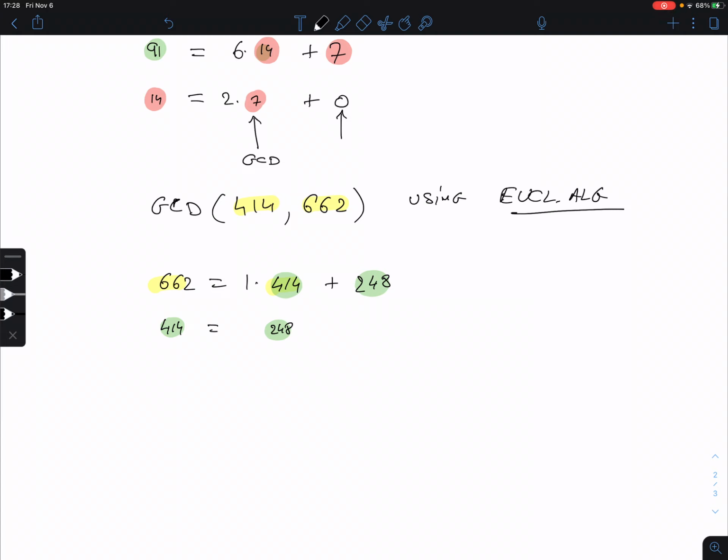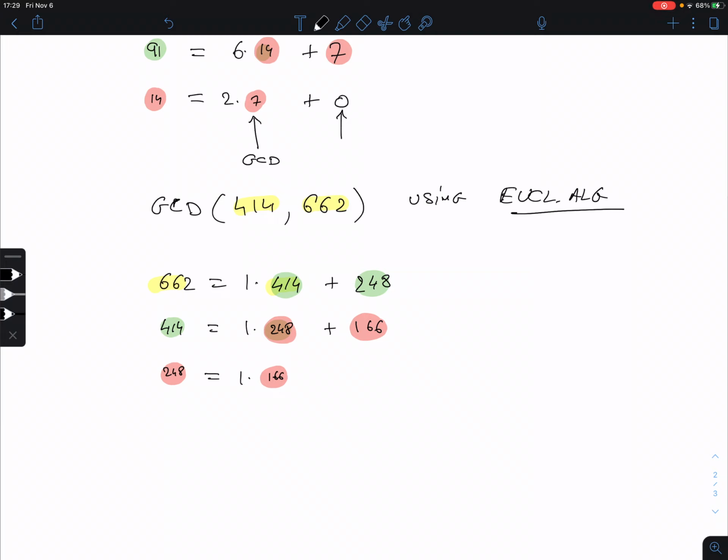How many times does that go in there? I think also once only. And what's the remainder then? That would be 166, right? Okay, repeat. Now we're going to use the smallest of the previous numbers, and the new number will be the remainder. These are the two that I'm going to put here. So 248 and 166. How many times does that go in there? It's kind of annoying, it's only once.